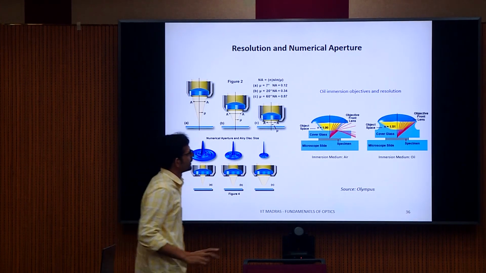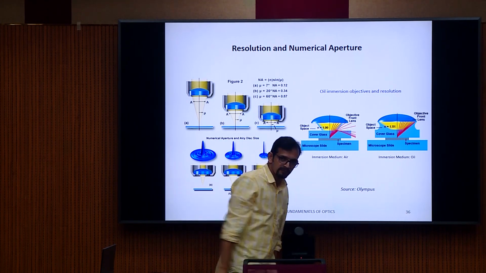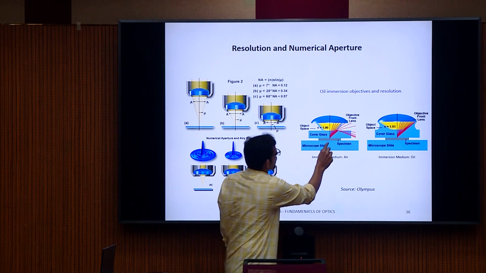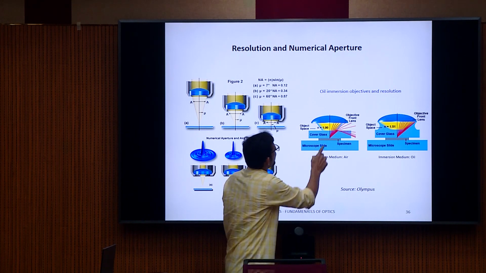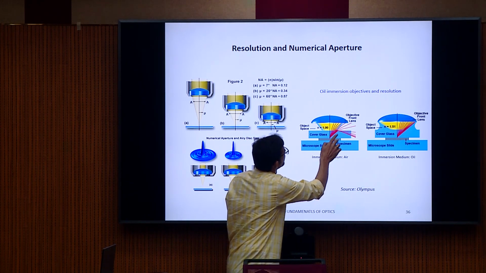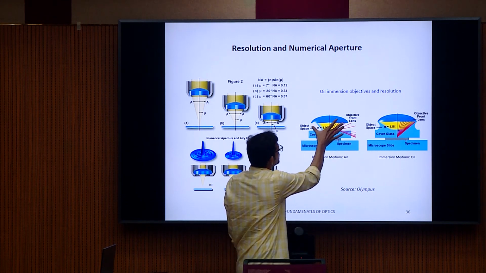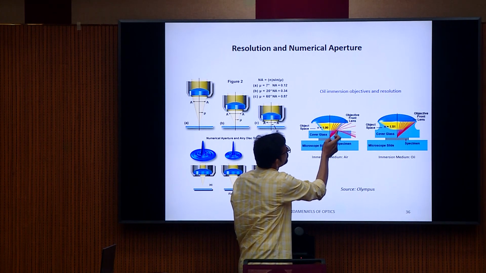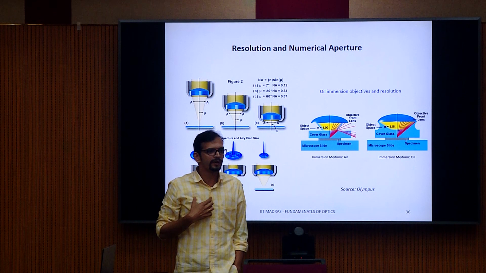This is very important. 2 types of objectives are there. If you look at this figure, our aim is to collect the information from this point, and here we are actually losing some information, right? Even though this lens has a huge numerical aperture, effectively only a portion of the numerical aperture can we exploit, right?